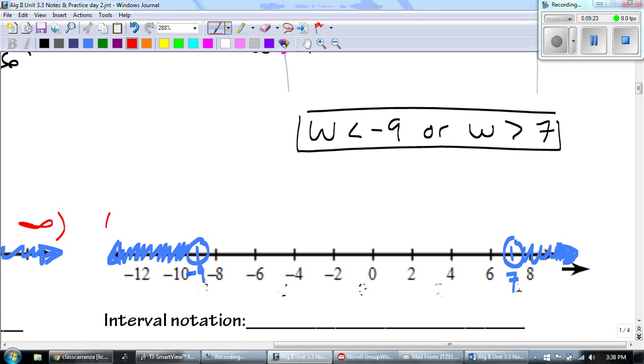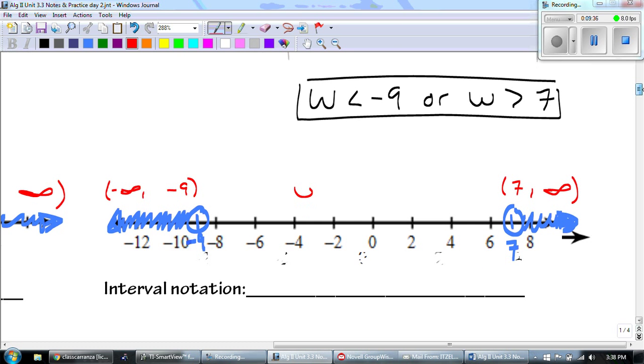So remember, our graph starts at -infinity, and then it goes to -9. It's open there. There's a break, and then we go to 7 to positive infinity. Okay? So when I'm writing that down, I've got parentheses, -infinity, comma, -9, parentheses, and then union with 7 to positive infinity. Okay.